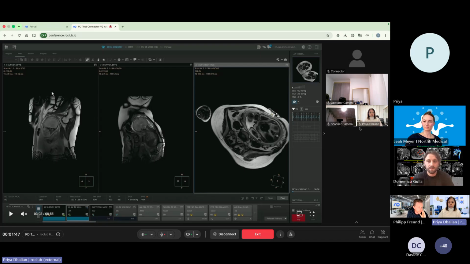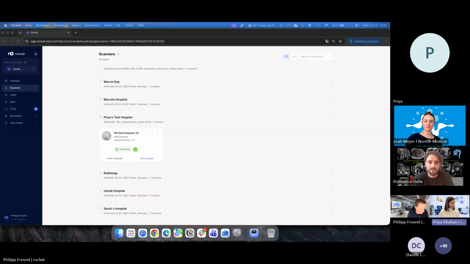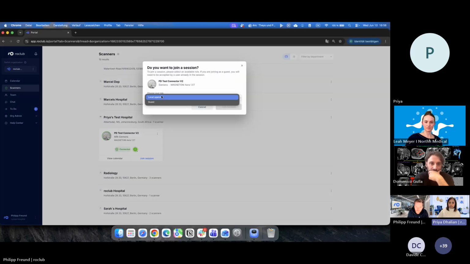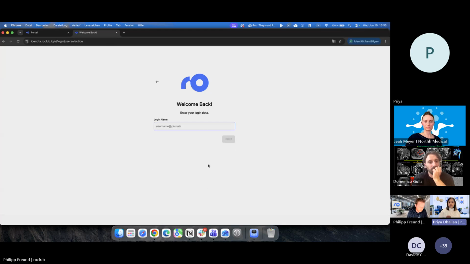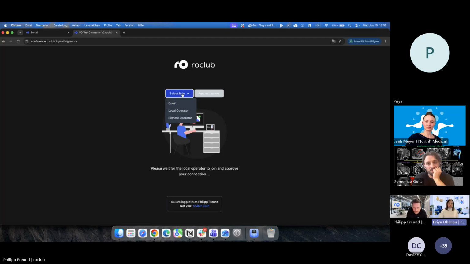So he's going to join on his side as a guest to the exact same session. He's going to choose join the session, and he's going to choose guest as the role. And once again, he's going to go into a waiting room. So remember what I said, only the radiographer on site has the permission to allow or deny anyone from joining the session and accessing the examination and the information.